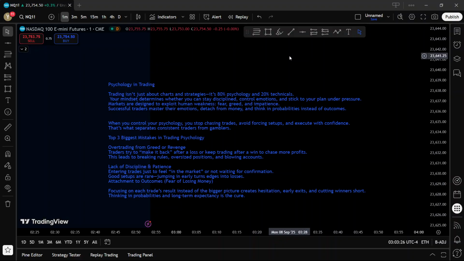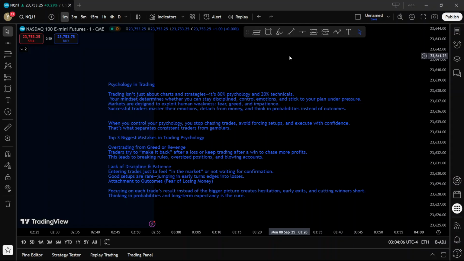Your mindset determines if you can stay disciplined, control your emotions, and stick to your plan no matter what. Because the markets are literally designed to exploit human weakness, from fear to greed and impatience. And successful traders master their emotions. They don't care about the money. They just think about the profitability, about the risk to reward, about the percentage of their strategy. They don't care about how much money they're making, and that's why they're starting to make money.